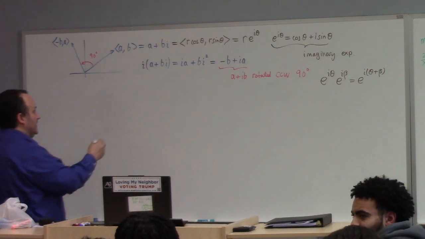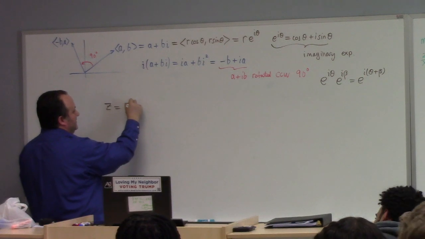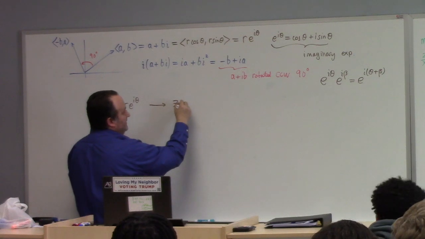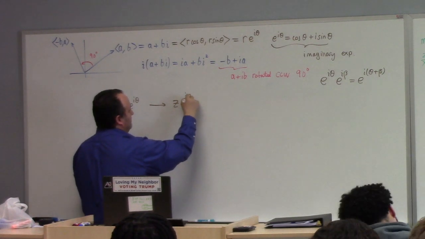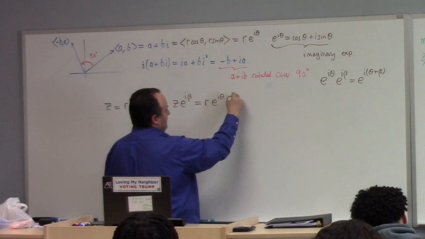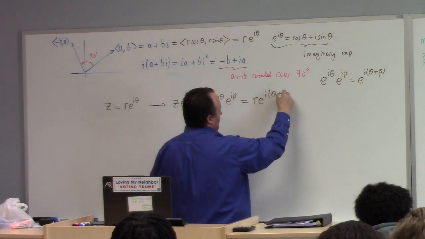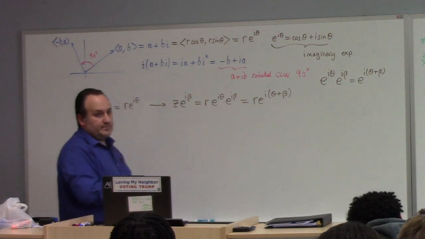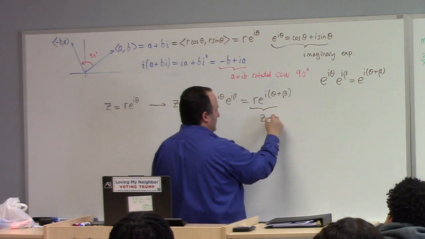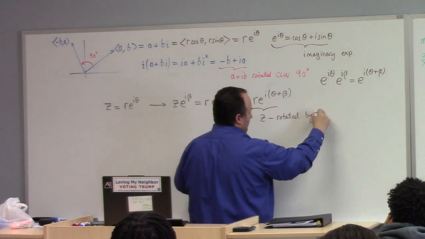So here's the deal. If I take z equal to r e to the i theta, and I multiply it by e to the i beta, what happens? I get r e to the i theta times e to the i beta, which gives me r e to the i (theta plus beta). What this is, is z rotated by beta.